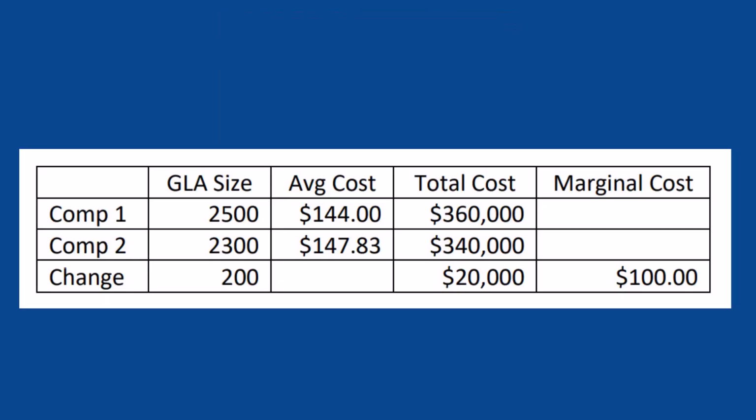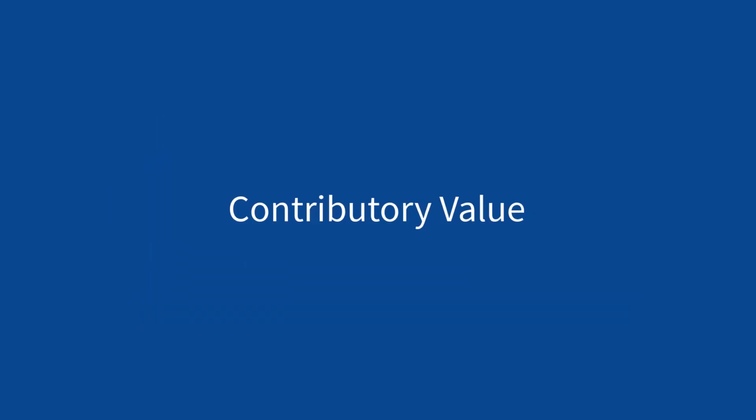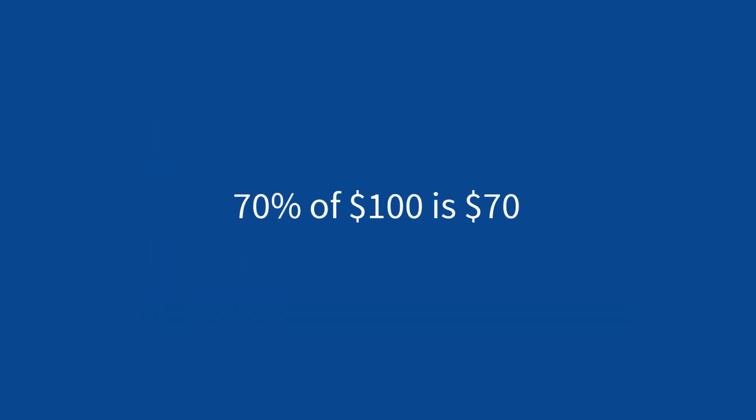If the average cost of 2,500 square feet of GLA is $144 per square foot, and the average cost of 2,300 square feet of GLA is $147.83, we know that a change of 200 square feet results in a change of $20,000. Dividing, we see that the cost of one more square foot, the marginal cost of GLA, is $100. When the remaining economic life is 70% of economic life, the contributory value of GLA is $70 per square foot.